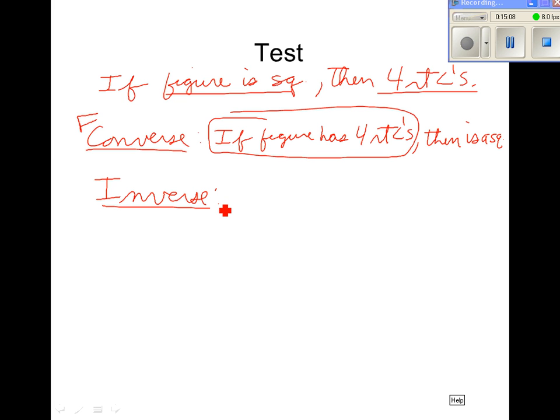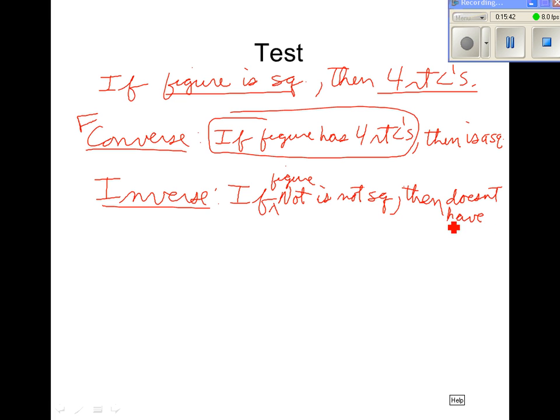Inverse. What else could it have been if it wasn't a square? A rectangle. I didn't even think about that. So what does the inverse do to a statement? It stays the same and switches to negative. It leaves it in the same order, but negates both parts. So what's it going to say? If figure is not a square, pardon my grammar here because I'm not writing them out completely, then it doesn't have four right angles.